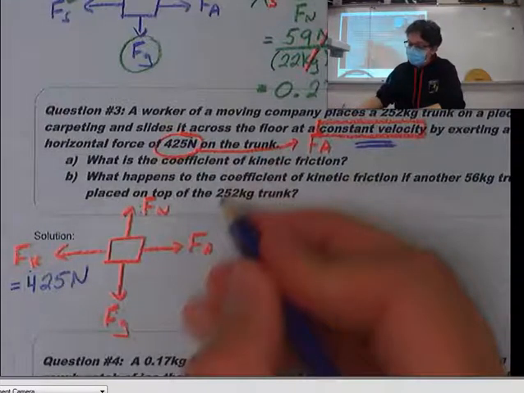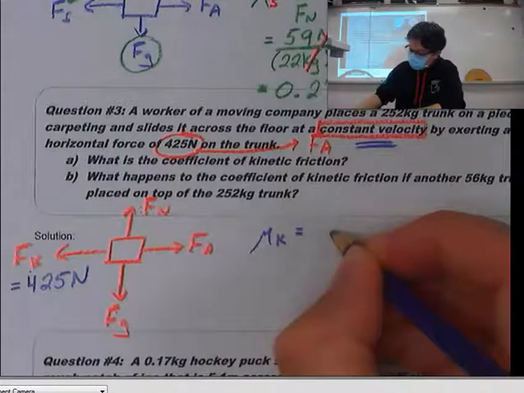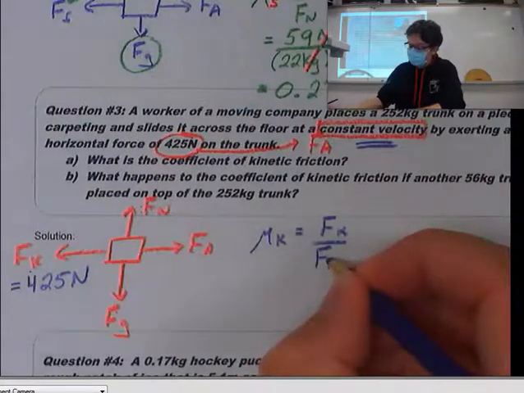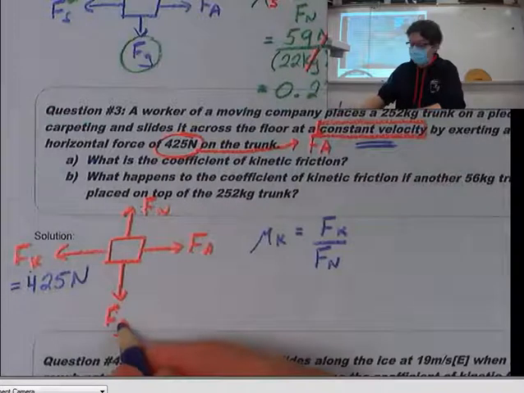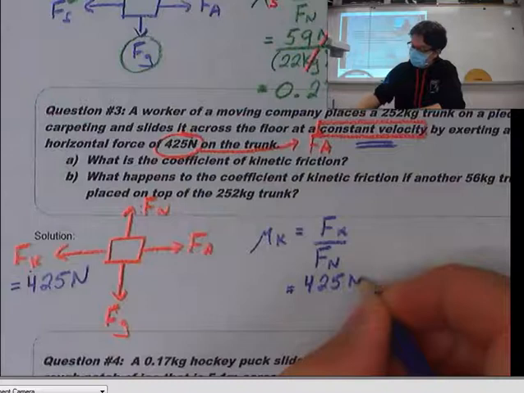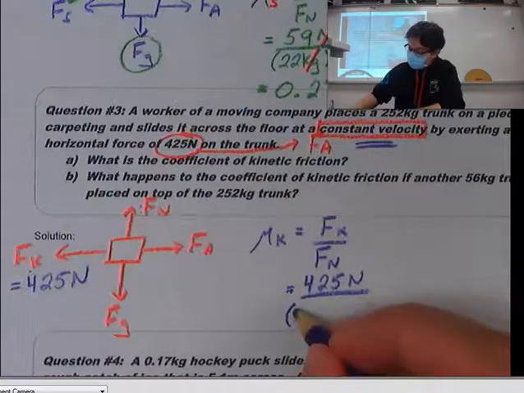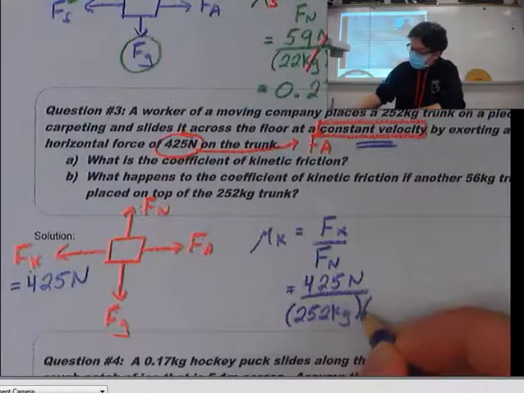So when it says, what is the coefficient of kinetic friction? Well, we can do our ratio of F of kinetic friction over F normal. Normal will be equal in magnitude to gravity, and kinetic friction is 425 newtons. Where gravity is mass, 252 kilograms, times 9.8 newtons per kilogram.